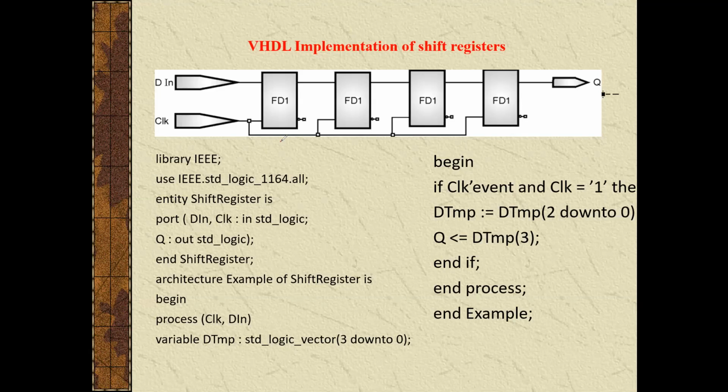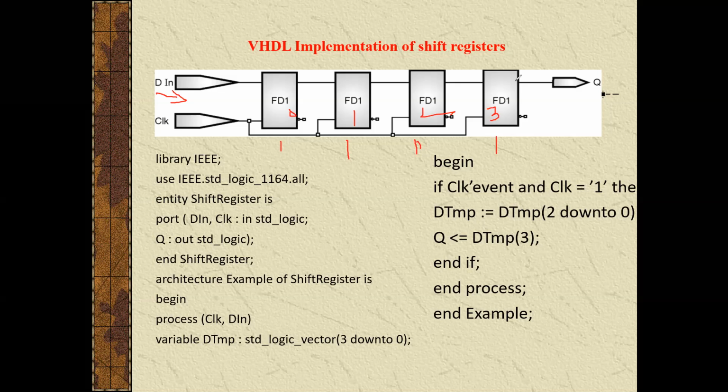Some bits are stored in this register, and we are inserting the data into the register. This one is D1, and this one is D down to 0. We considered it like this: it's 1 0, then 0, 1, 2, and this one is 3. Serial in and serial out.